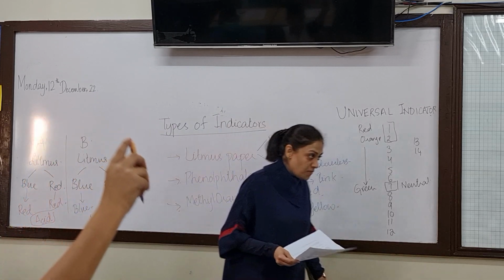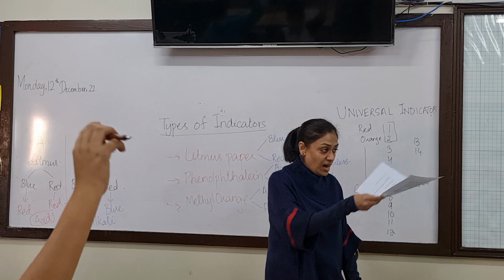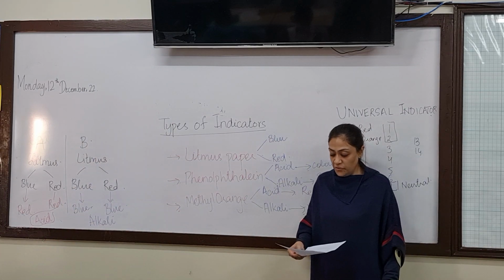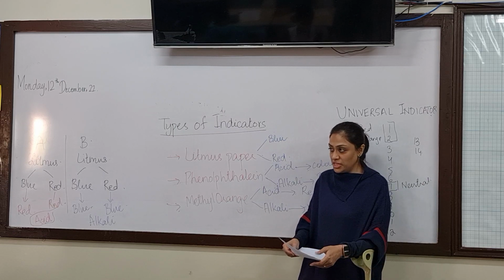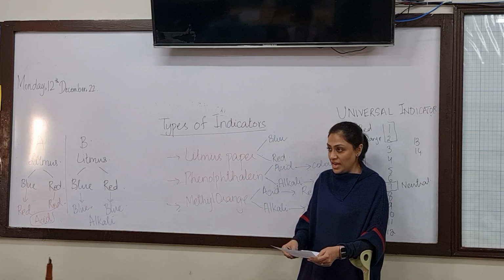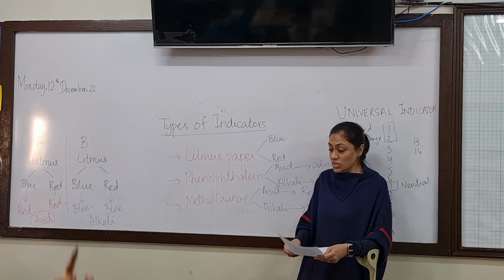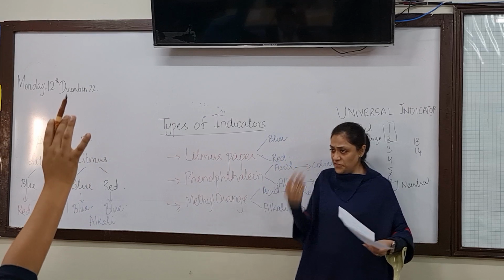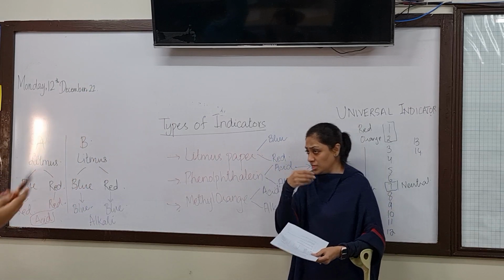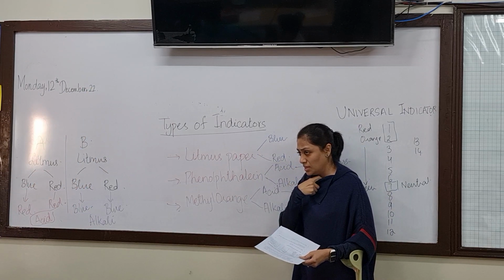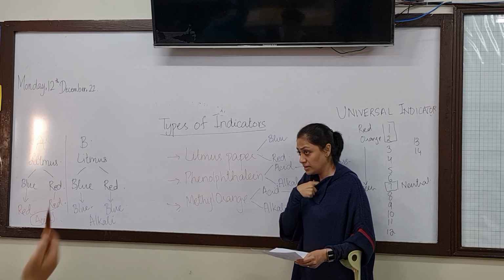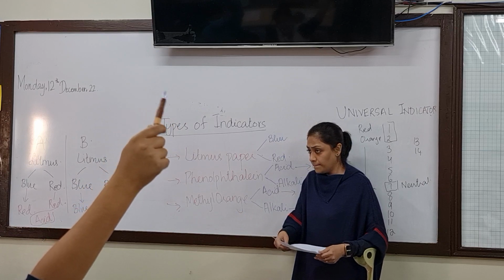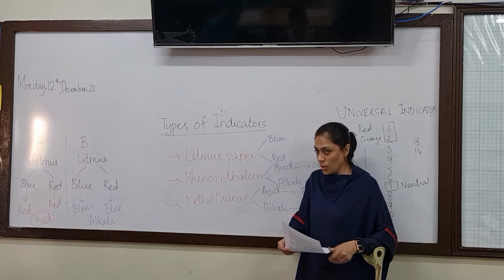And what if your universal indicator shows green color? That is neutral. And what if your universal indicator strip color shows 8 to 10? Will it be a strong acid, strong alkali, weak acid, or weak alkali? 8 to 10. It must be an alkali. Is that a strong one or the weak one? The weak one. Yes, definitely.